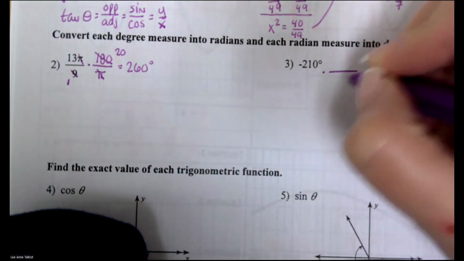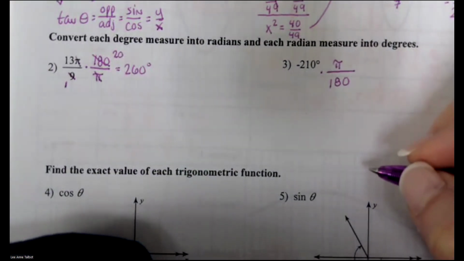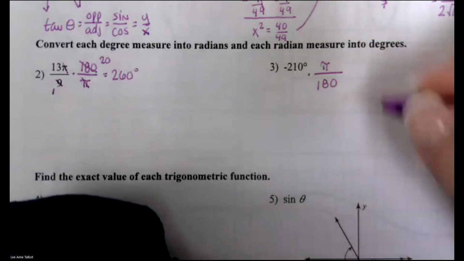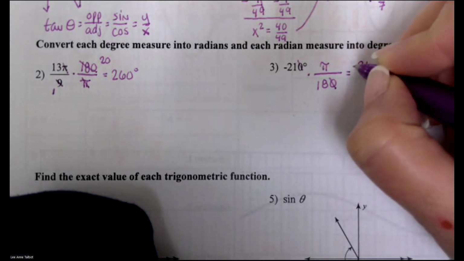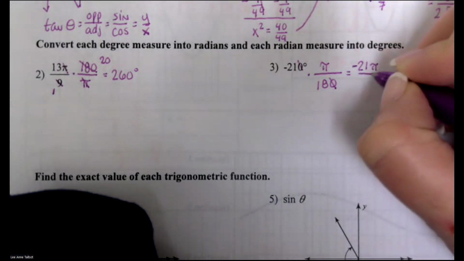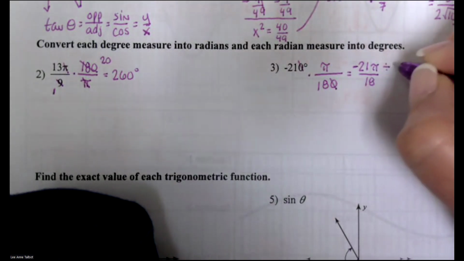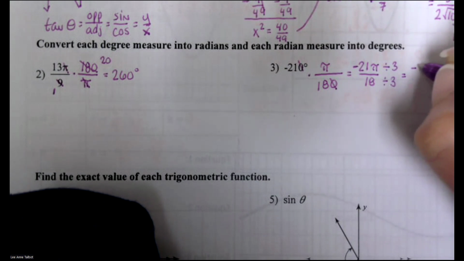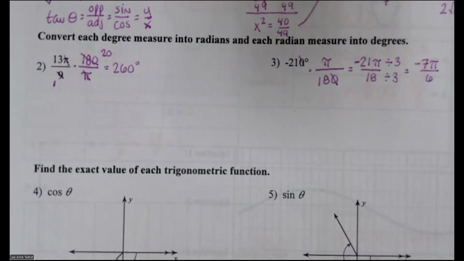Okay, now I have degrees on the top. I'm going to put degrees on the bottom, pi on the top. Cancel out the zeros, and I'm going to have to go again, but that's okay. I noticed that those are both divisible by 3. Voila.